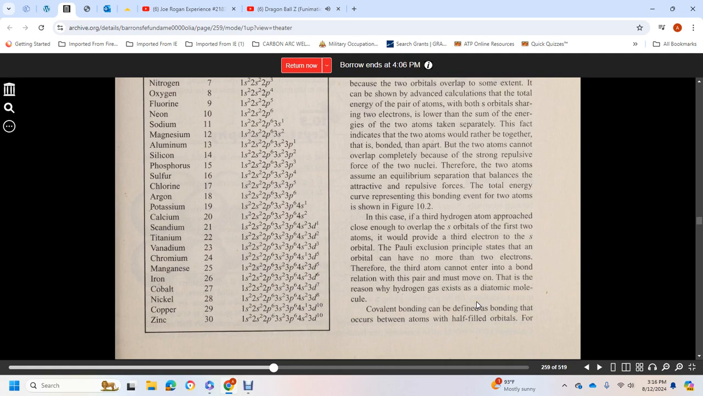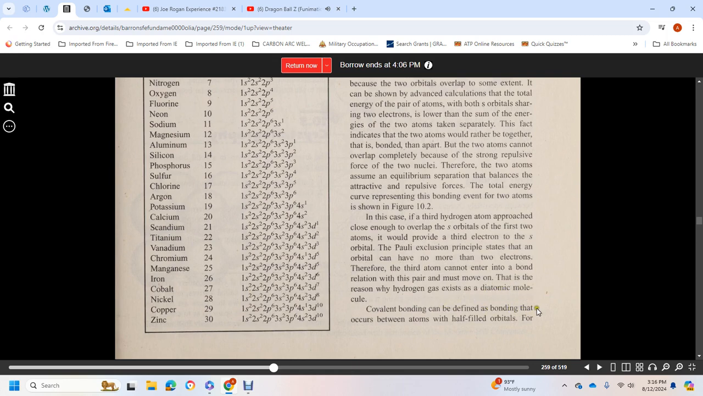In this case, suppose a third hydrogen atom approaches close enough to overlap its s orbital with the first 2 atoms, to provide a third electron. The Pauli exclusion principle states that an s orbital can have no more than 2 electrons. Therefore, the third atom cannot enter into the bond with the pair and must move on. Thus, the reason hydrogen gas exists is as a diatomic molecule.